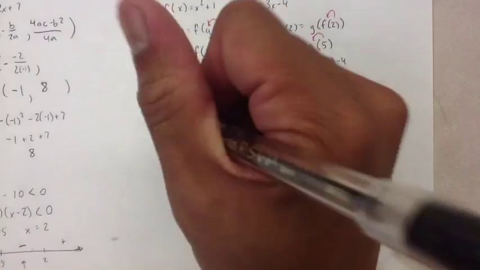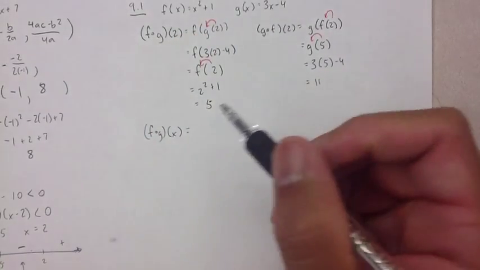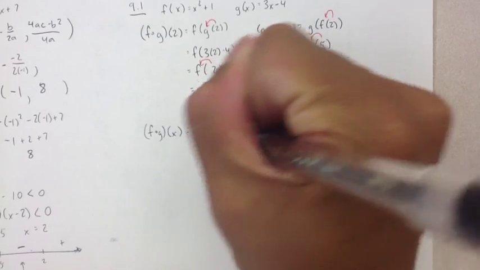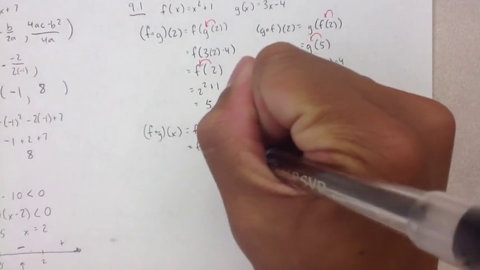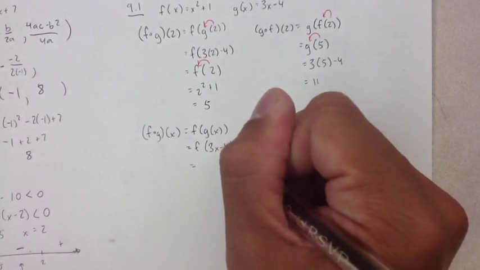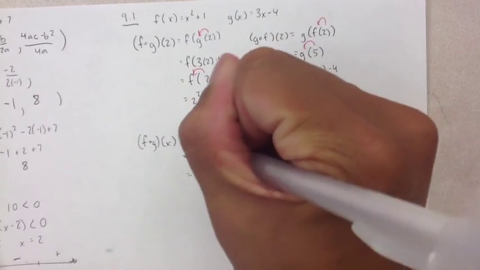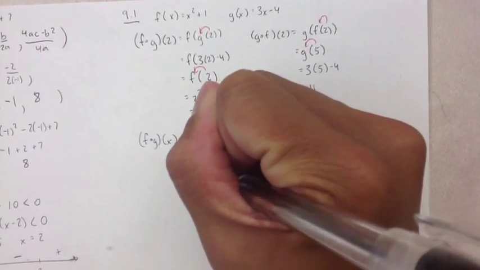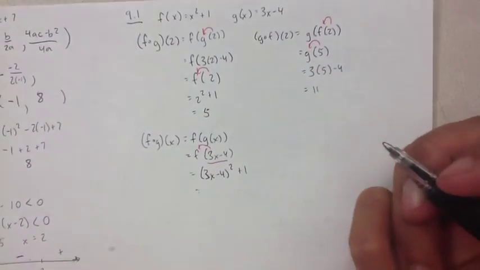When you look at f of g of x, then you're just not plugging a number in. You're just saying f of g of x. Well, plug x in wherever x is, it just kind of stays the same. So this is 3x minus 4. I'm going to plug that whole 3x minus 4 into this x squared up here. So that whole 3x minus 4 gets put in, 3x minus 4 squared. Now, plus 1.